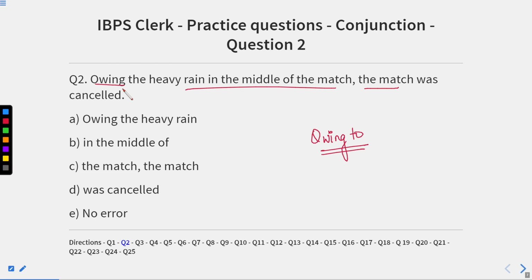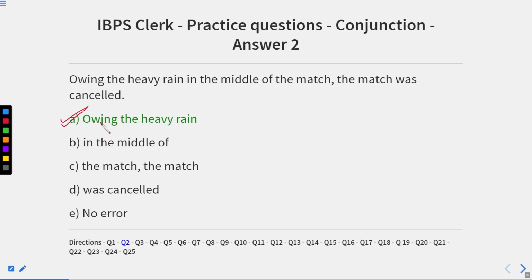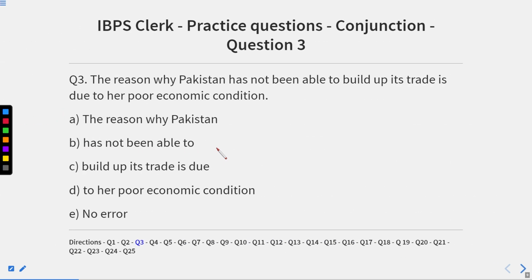Therefore, this word is incomplete over here. It should always be followed by the preposition "to". Therefore, our answer is A, because after "owing", we need to write "to". After that, the sentence will be complete. So if I write "to" over here, the sentence will be complete: "Owing to the heavy rain in the middle of the match was cancelled." It means that the match was cancelled because there was heavy rain in the middle of the match. So here our answer is A. Now let us move to question number 3. Now this is question number 3.